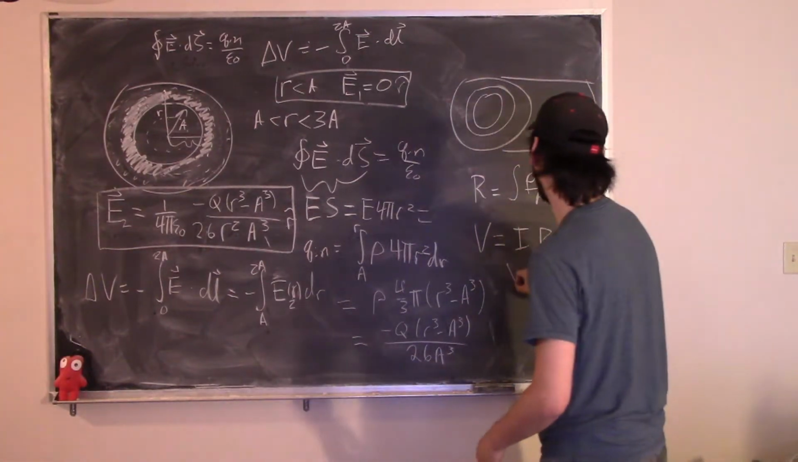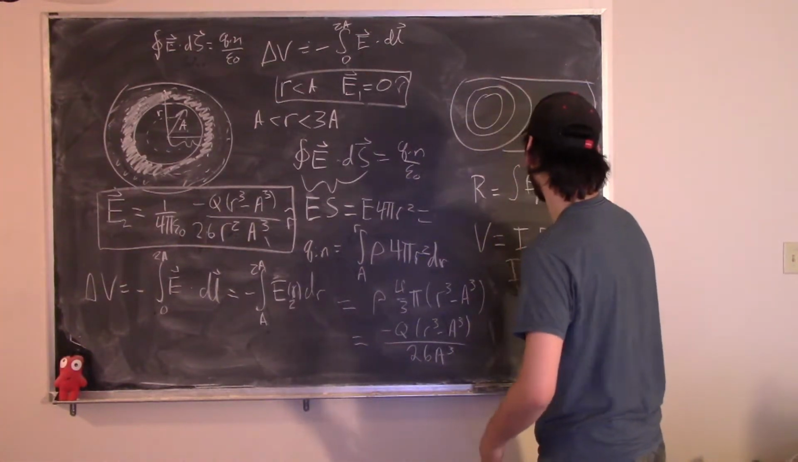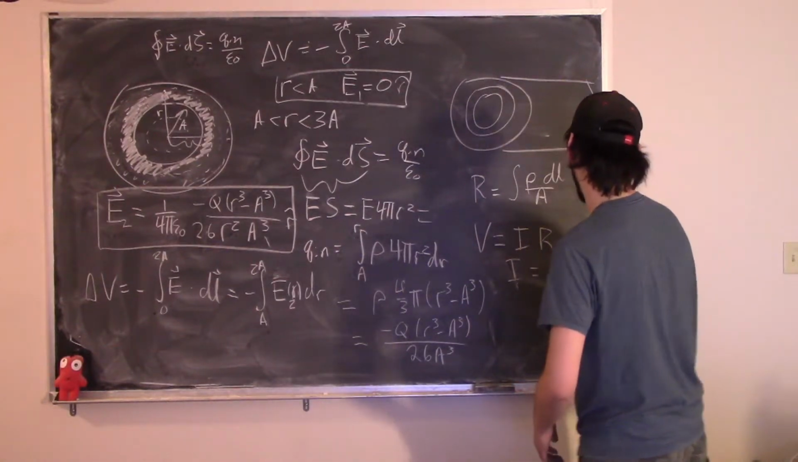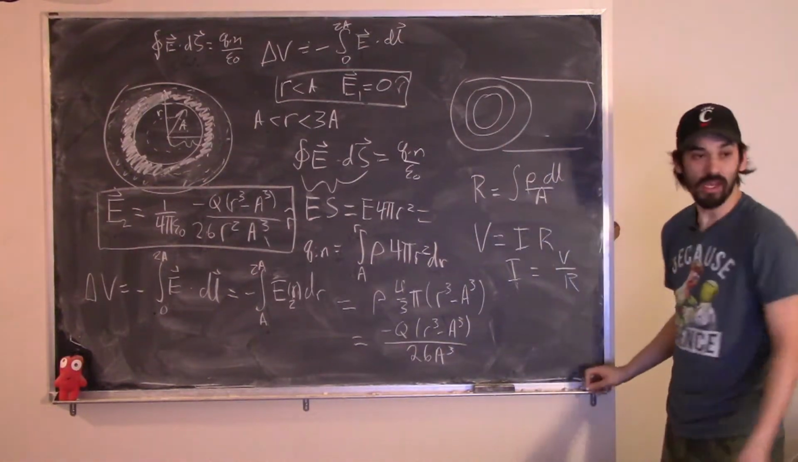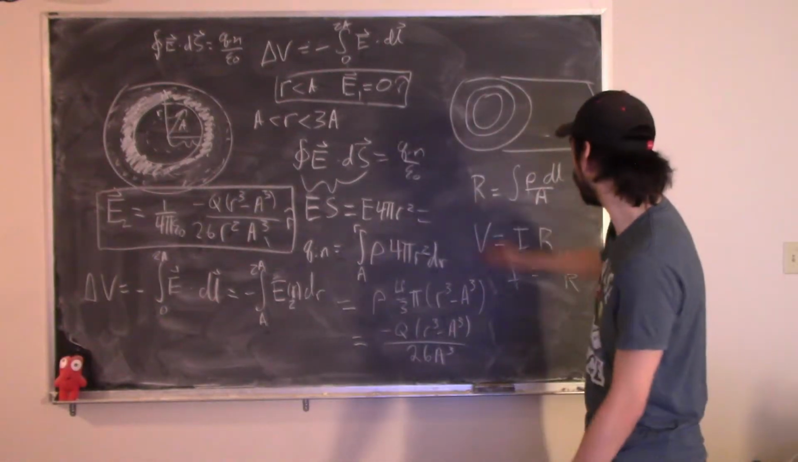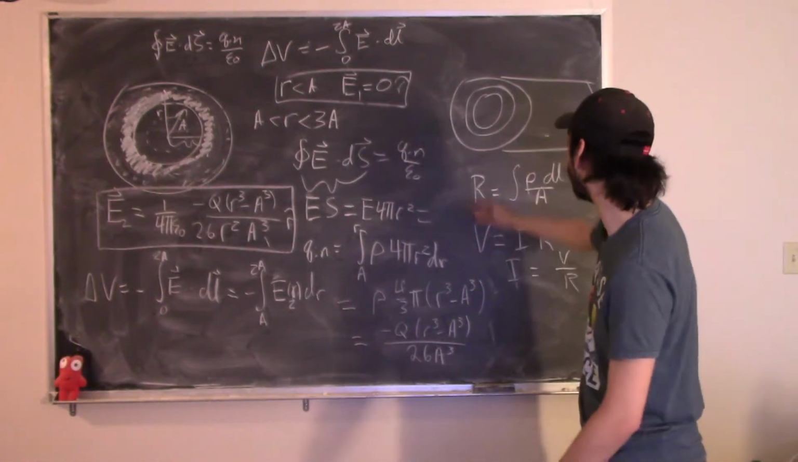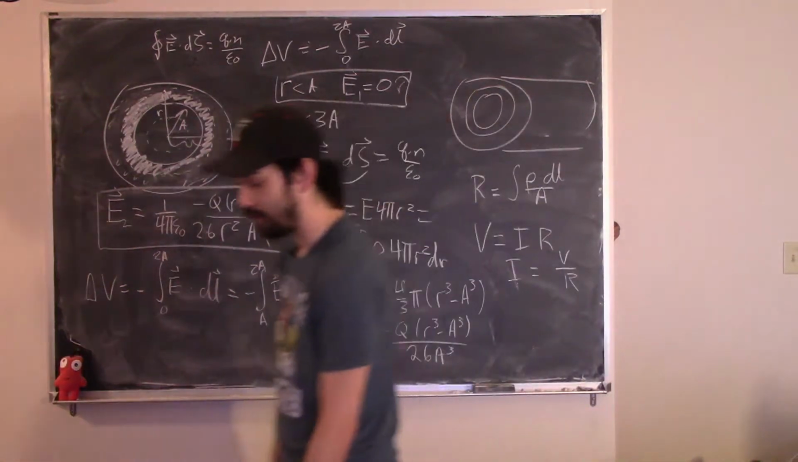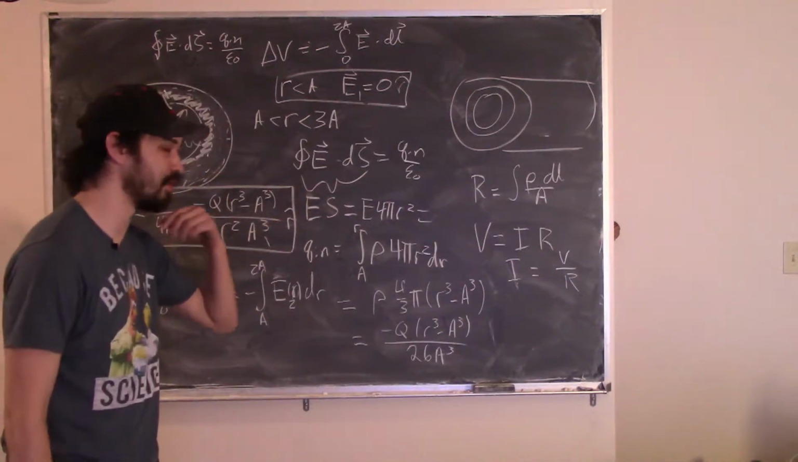And so in this case, I is going to be equal to V divided by R, once I calculate what the resistance is. Yeah, that's a perfectly fine way to do that. You're more than welcome to approach the problem like that. I just did it the way that I've been doing it.